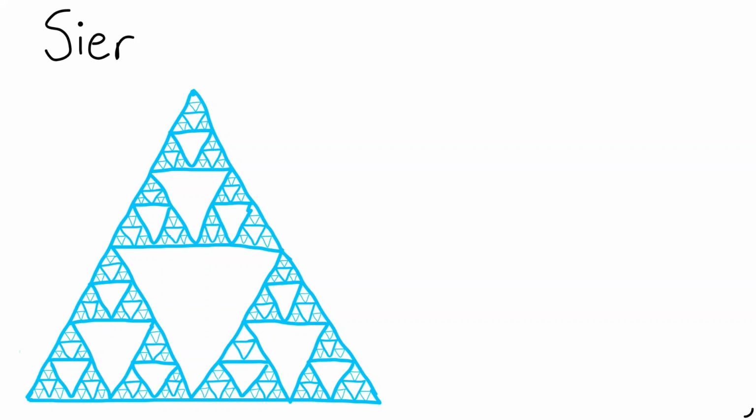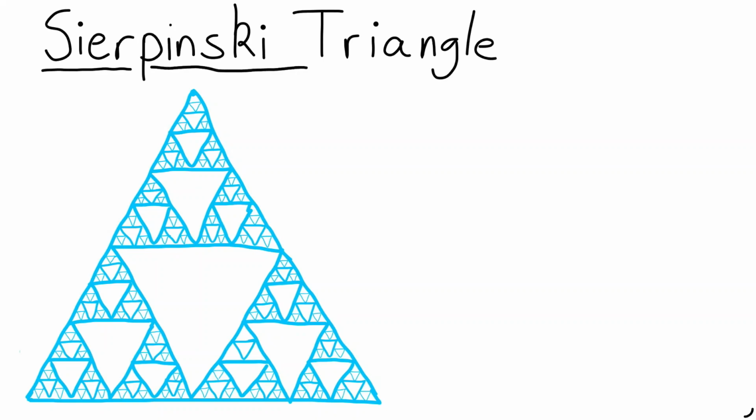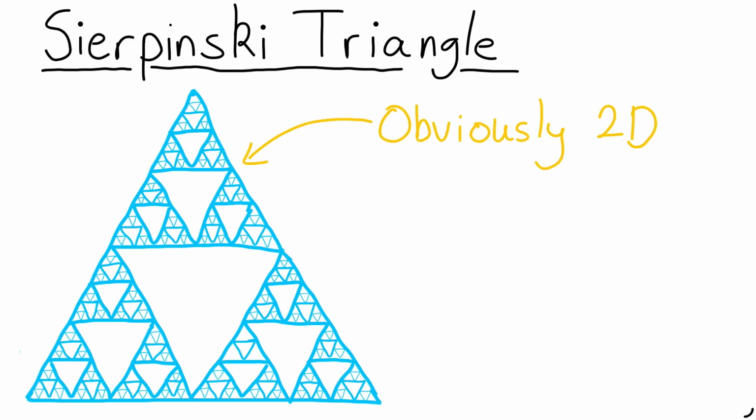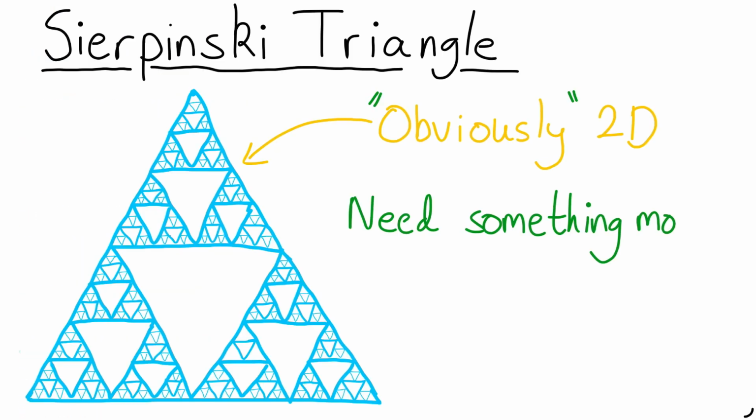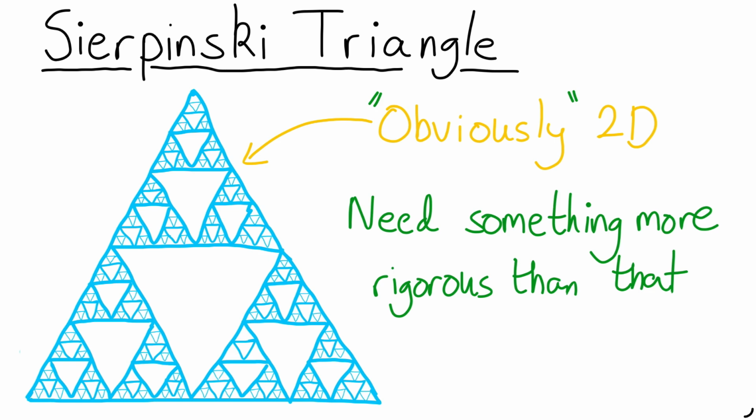This thing here is called a Sierpinski triangle, one of the most famous and simple fractals out there. And just looking at it, it's of course a two-dimensional object. Unfortunately, proof by looking isn't a widely accepted form of proof, so we need some more rigorous evidence that this shape is 2D. Okay, I mean if you want to specify a certain point on this triangle, you'd need to give me two numbers, an x-coordinate and a y-coordinate, so it has to be 2D.